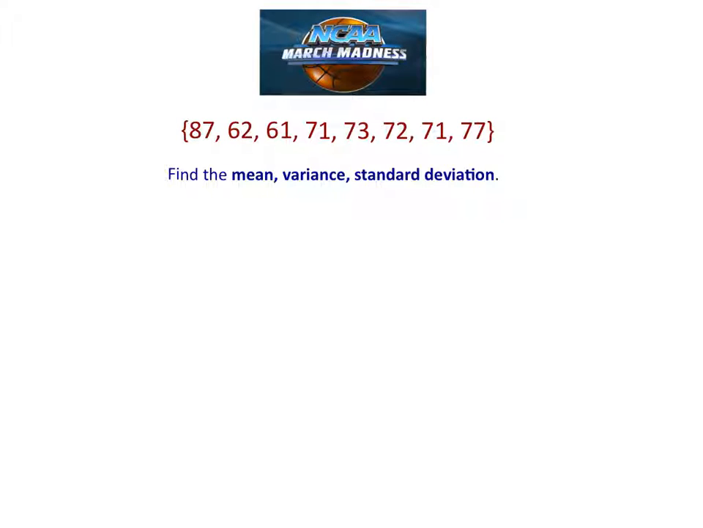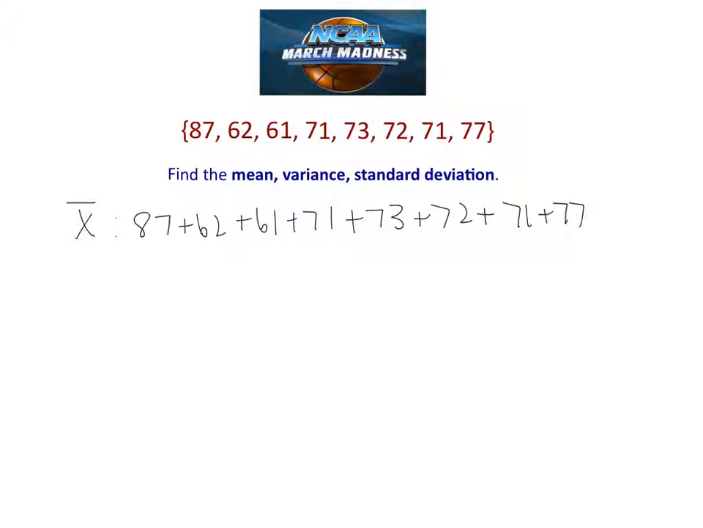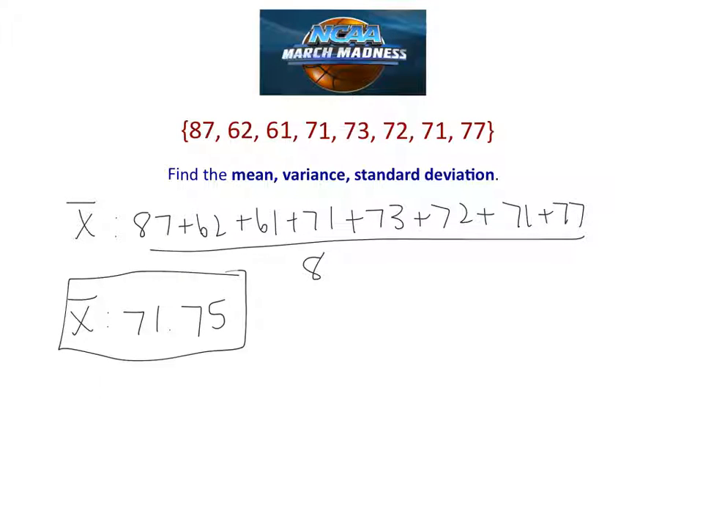Now, with the data points given from the March Madness basketball tournament, we are going to find the mean, variance, and standard deviation. So to find the mean, we are going to write X with the bar notation, and that represents the mean. That's the symbol we will use. So to find the average, we are going to take all the data points, add them up, and then divide by the total number of data points that we have. So when I add those all up and divide by 8, I get approximately 71.75. So that's my mean or my average.